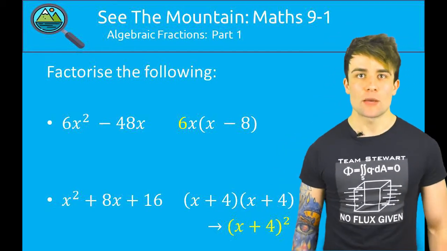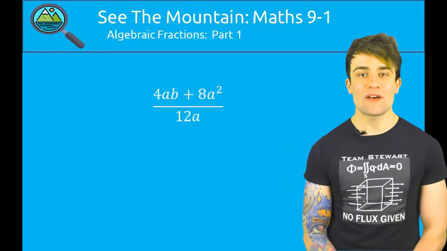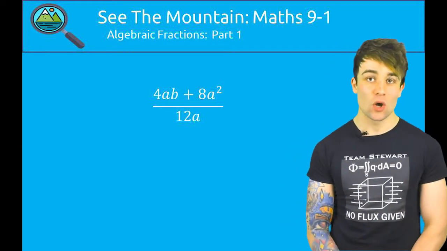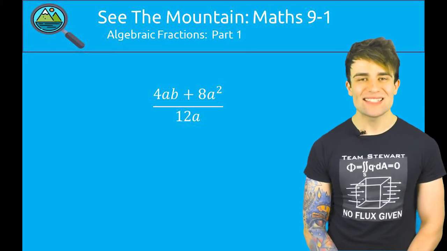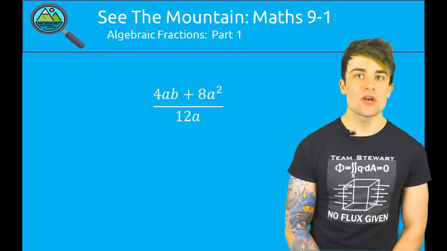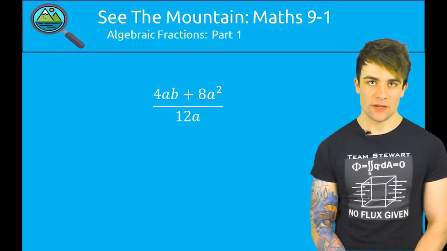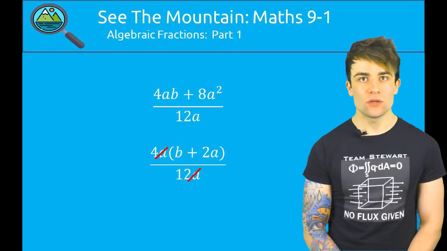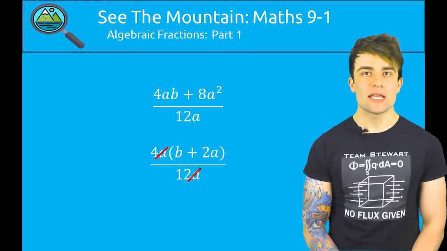Right, so let's dive into this then. We are going to simplify algebraic expressions. So we've got 4ab plus 8a squared next to me, all divided by 12a. We need to simplify this. Now, first step is a little bit of factorisation. So what can you take out of this one first of all? Well, you can take out 4a. Taking out 4a would leave you with b plus 2a inside the bracket.